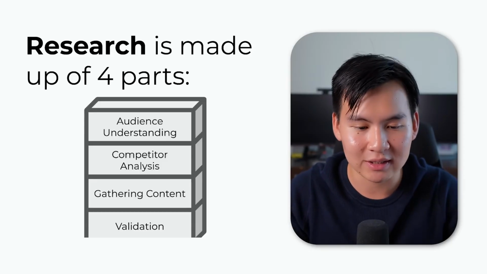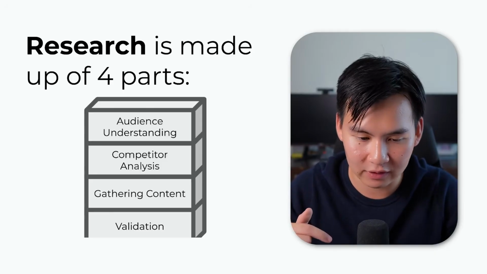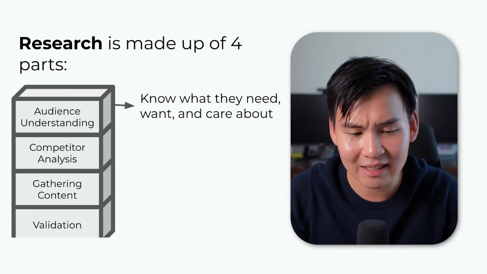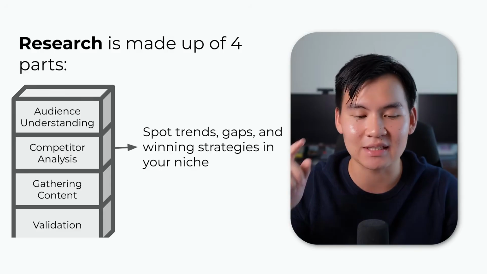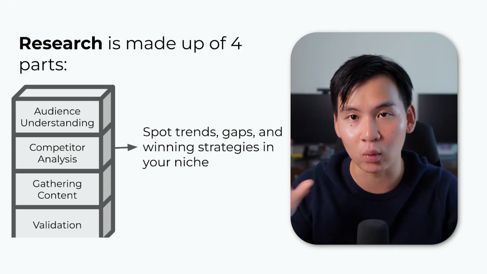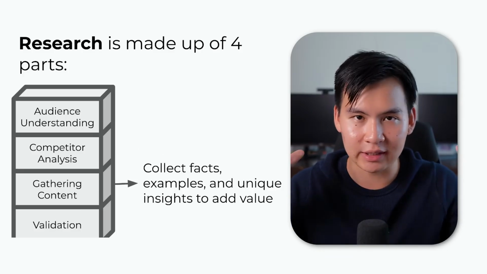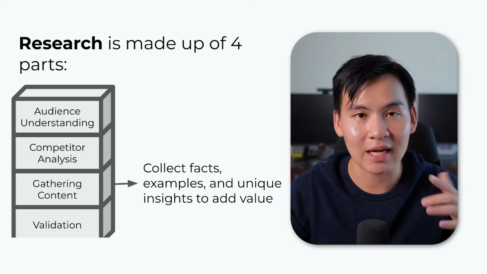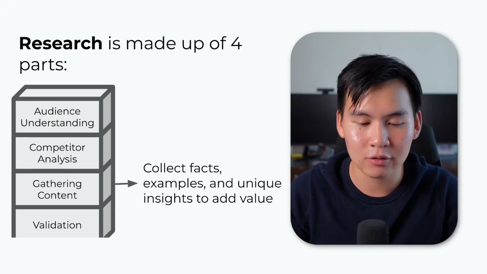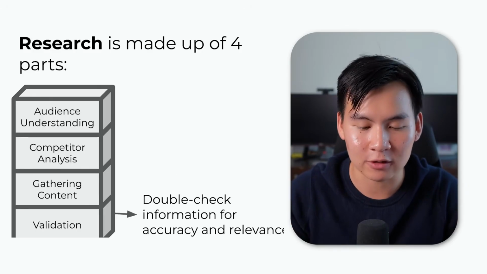So first is audience understanding, and then it's competitor analysis, and then you want to gather the content of the video, and then you want to validate. So audience understanding is know what they need, want, and care about. Competitor analysis is spotting trends, gaps, and winning strategies in your niche. Gathering content is actually what you're going to talk about in the video, right? So you want to collect facts, examples, and unique insights that add value. And then you want to validate, which is to double check any information that you have for accuracy and relevance.